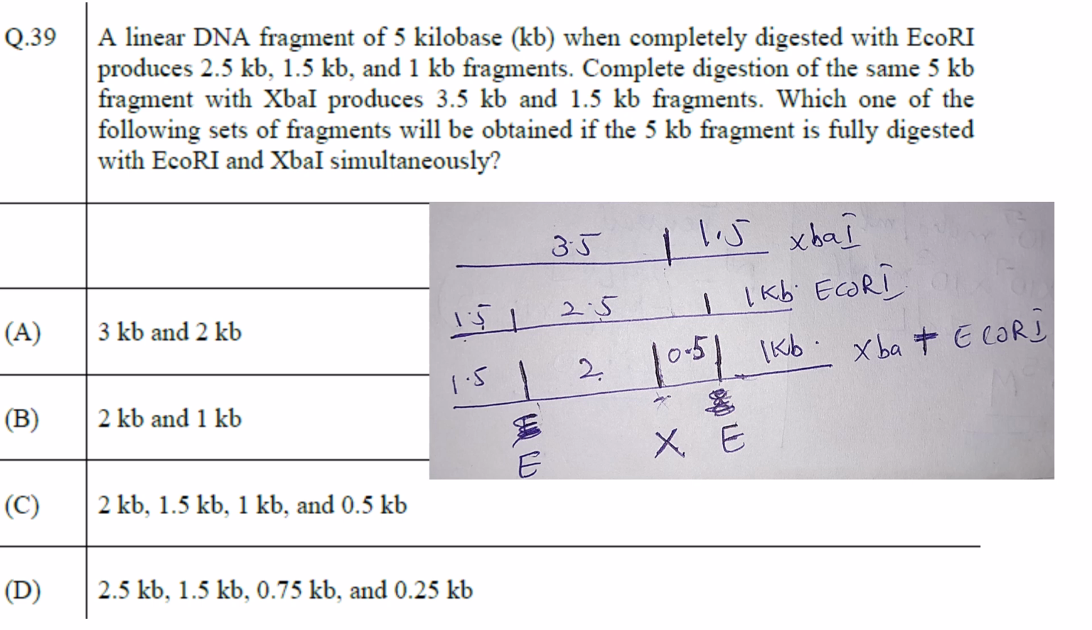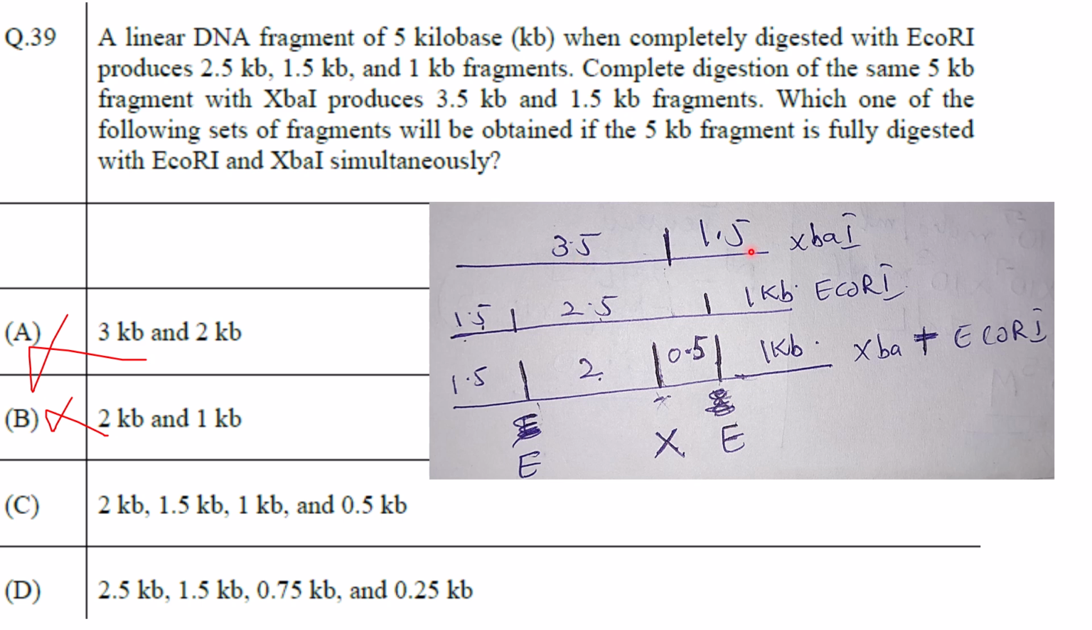So if you see option A, it is 3 kb and 2 kb. Okay, they both add up together to give you 5 kb. But what about these fragments? 3 kb you are not going to get. It is 0.5, 3.5. Then 2 kb also you will not get. So A is not the correct answer. If you see B, it is 2 plus 1, it is 3. You won't get that.